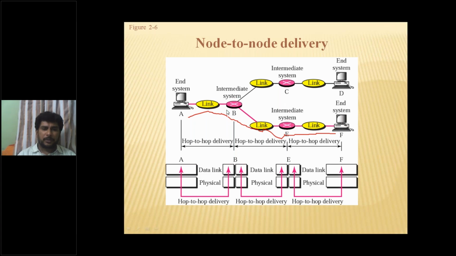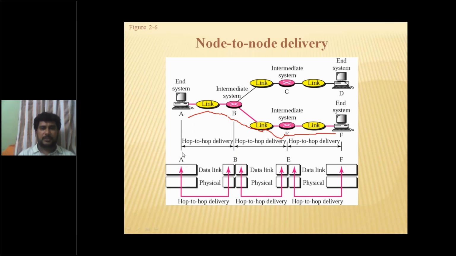So node-to-node delivery means A to F is not directly connected. The data first moves from A to B, then B, which is not directly connected to F, moves it to E, which is in the path from A to F, and after E, it identifies F and sends the data to F. So this transmission from A to B, B to E, and E to F is referred to as node-to-node delivery. Clear? This is one of the major functions performed by the data link layer.